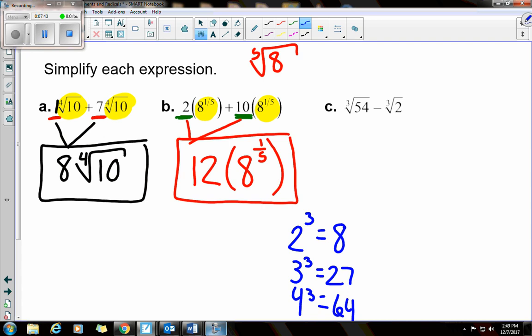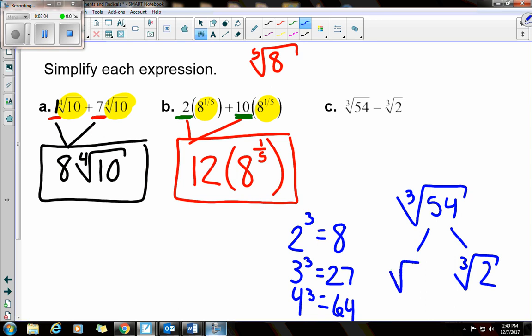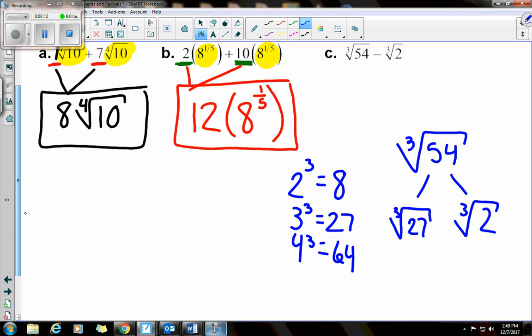Now, is there any way that I could break 54 up so that I come up with a 2? So if I take the 3rd root of 54 and I break it down, could I take 2 times some number and come up with 54? Yes, I can. That lucky number 27 is in there. So I can go through and I can simplify this 3rd root of 27 into 3 times the 3rd root of 2.